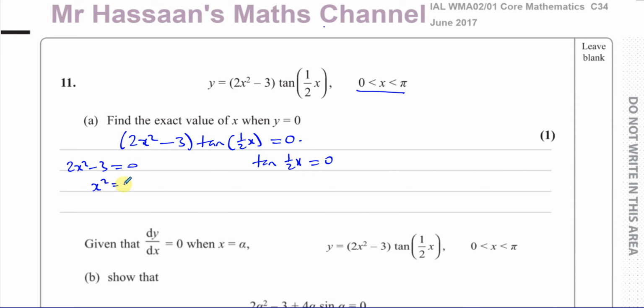Let's do this one first. You'll have x squared is equal to 3 over 2, so x is equal to the square root of 3 over 2, positive or negative. However, we can't take the negative one, because our limits for x are from 0 up to pi. And is root 3 over 2 within the limits of pi? I think it is, because pi is 3.142, and so on.